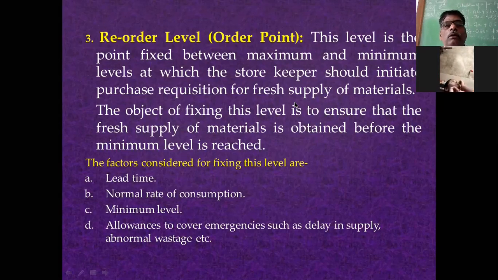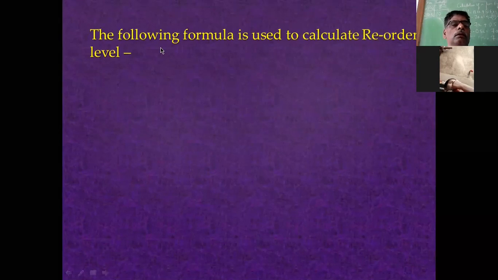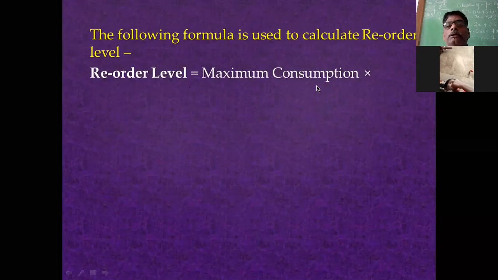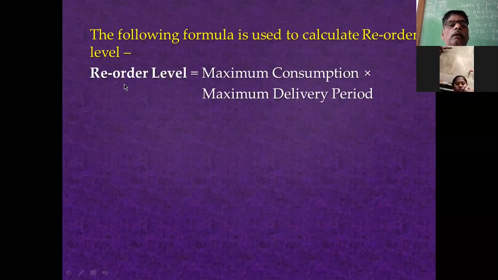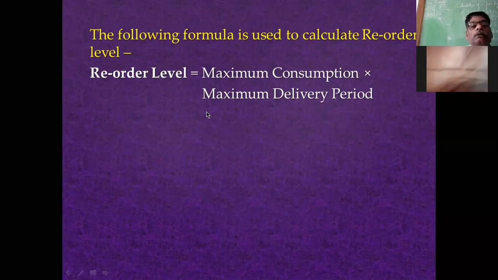Okay, minimum stock level is calculated on the basis of this reorder level and average consumption and average delivery period. Okay, so for this stock level, you follow the equation. Your equation is reorder level is equal to maximum consumption into maximum delivery period. To write this equation and fill the available information, you will get the reorder level. You remember this equation. First equation is reorder level is equal to maximum consumption into maximum delivery period. This is the first equation.